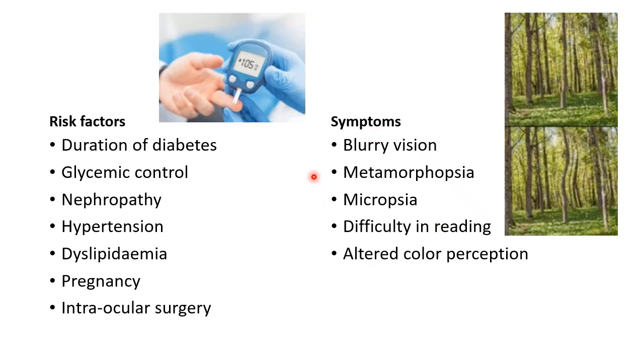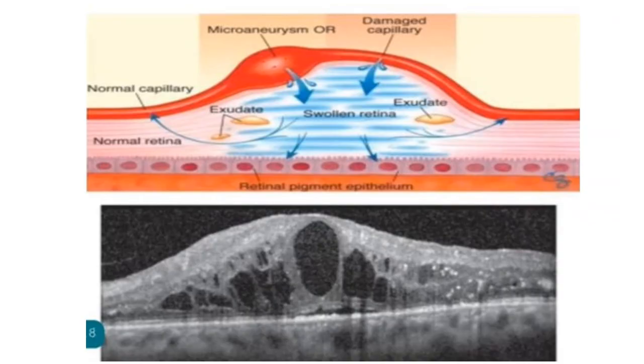Symptoms. Now, anything that involves the macula is going to affect vision, right? So there will be blurry vision. There is metamorphopsia, as you can see here, straight lines becoming wavy. Micropsia or smaller than normal appearance, difficulty in reading, and rarely altered color perception. The patient may even be asymptomatic. So you should know how important it is to screen the diabetic patients.